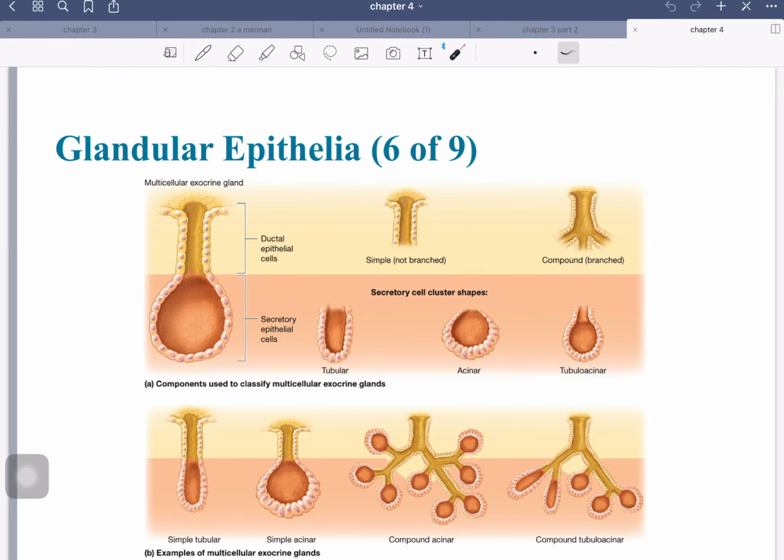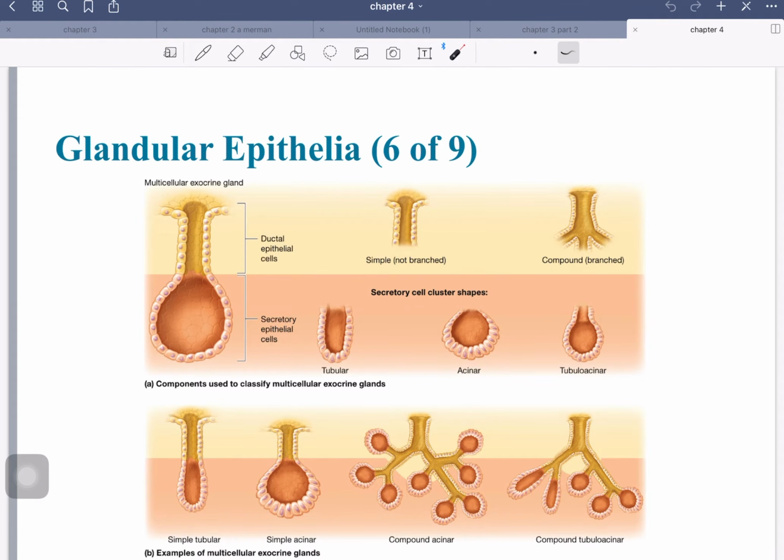And here we can get a visual look at it. Here we're looking at a multicellular exocrine gland. And we can see that here, there's a duct. So these are ductal epithelial cells. But down here, these are the secretory cells. Right? Now, if the duct is just straight, then I call it simple.